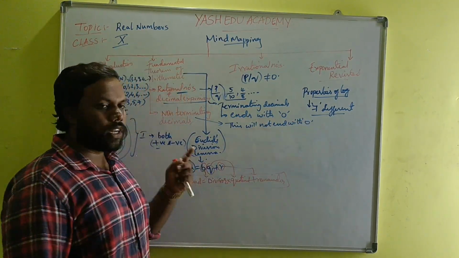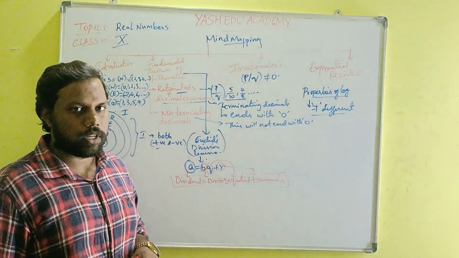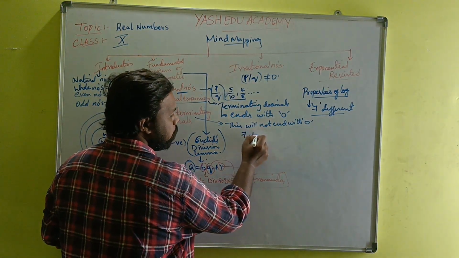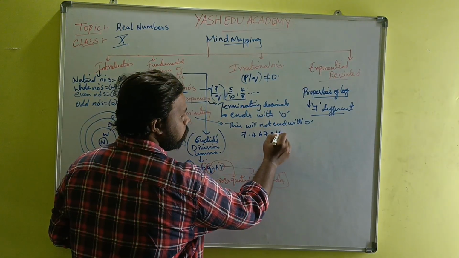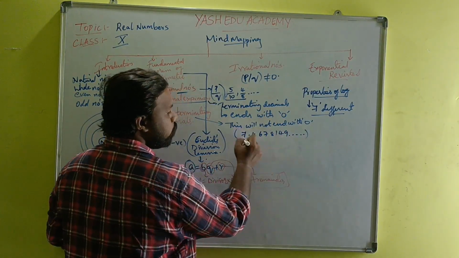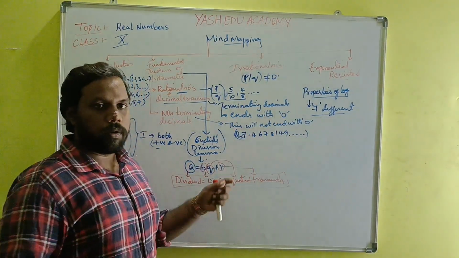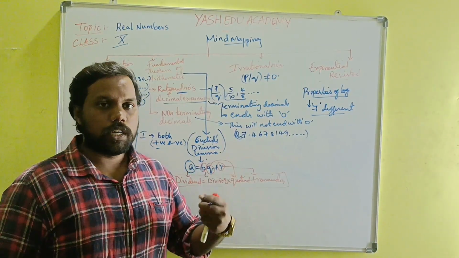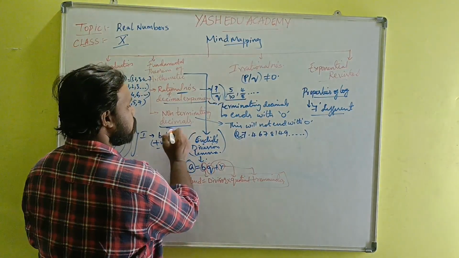Okay. So non-terminating decimals will not end with 0 here. That means the quotient will be 7.4678149 and so on. It keeps on going. The quotient will always keep on going there. So there is no perfect end point there. That kind of decimal number is called a non-terminating decimal.